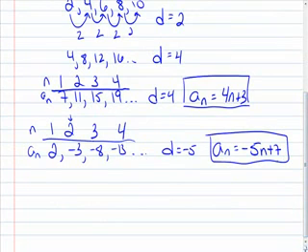So, yeah, negative 5n plus 7. But this was supposed to be easier.